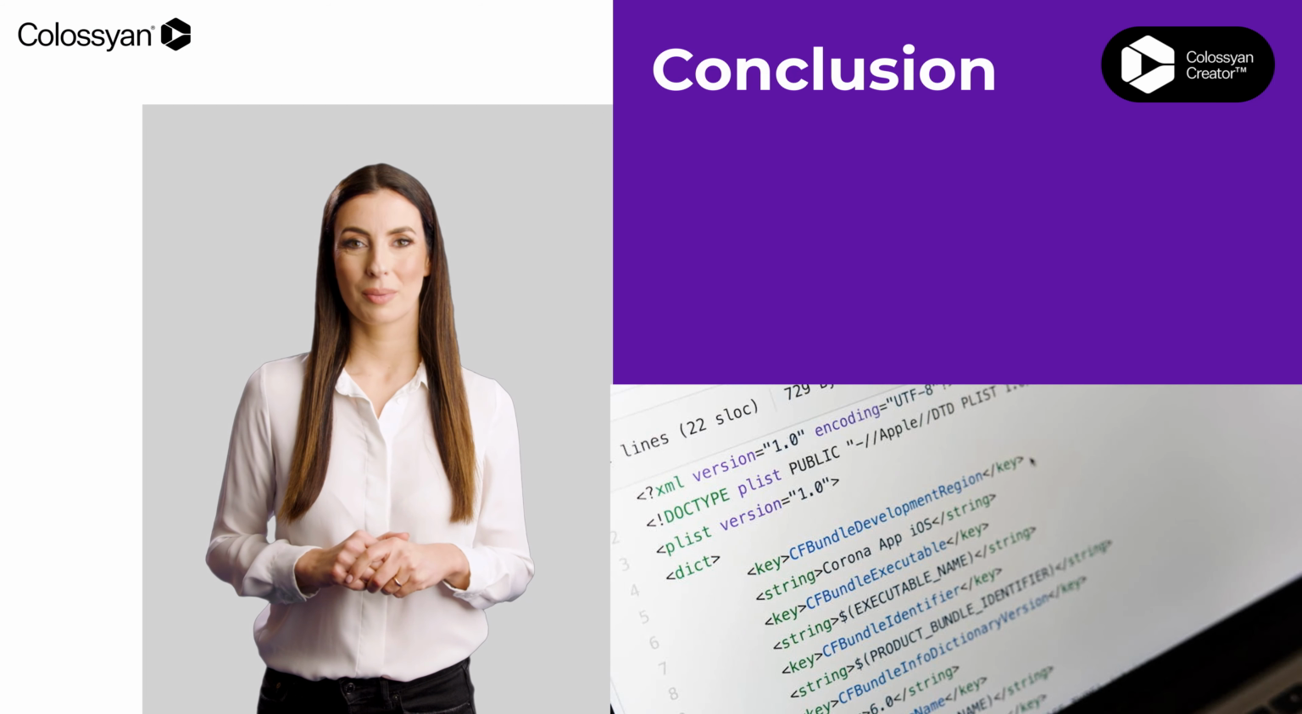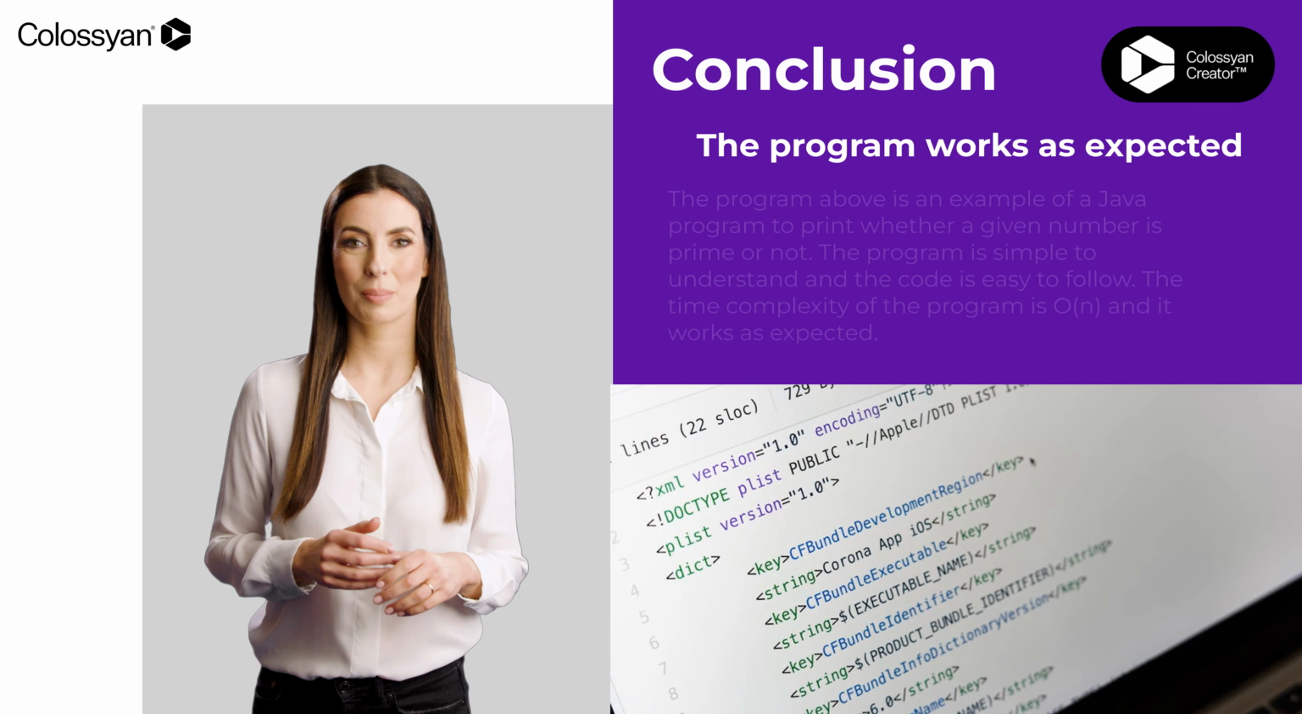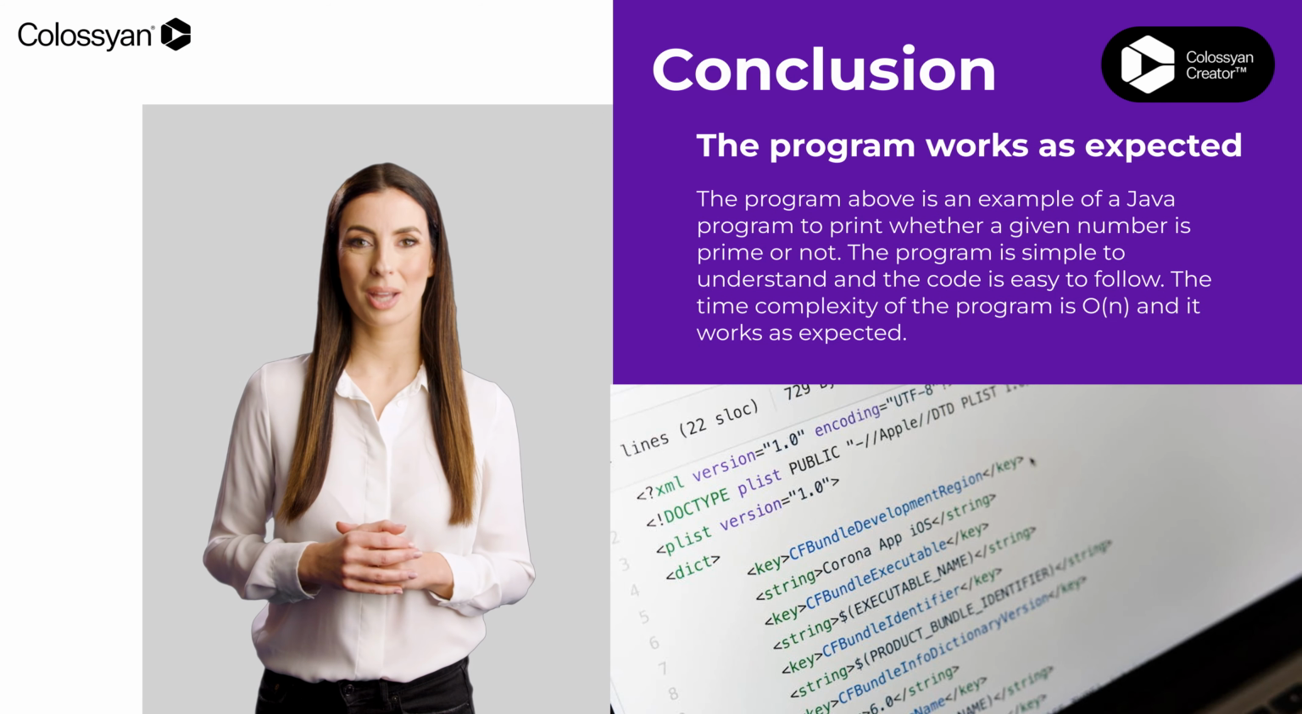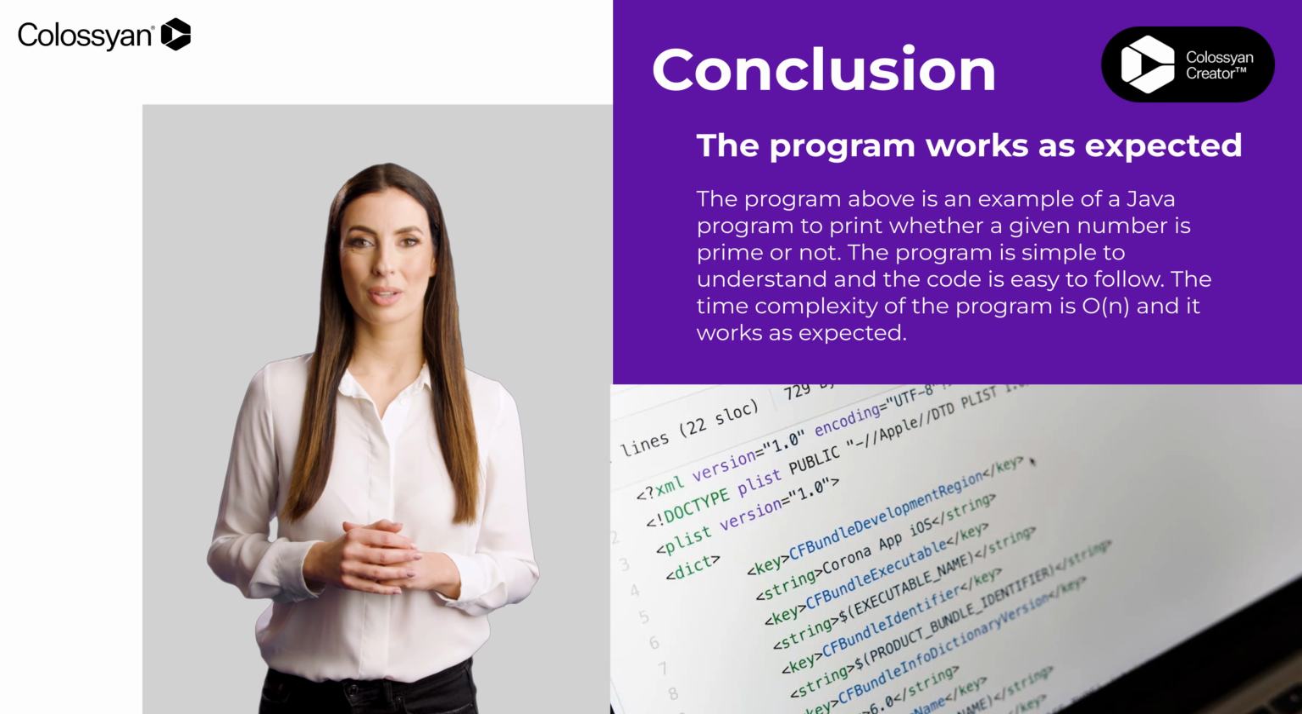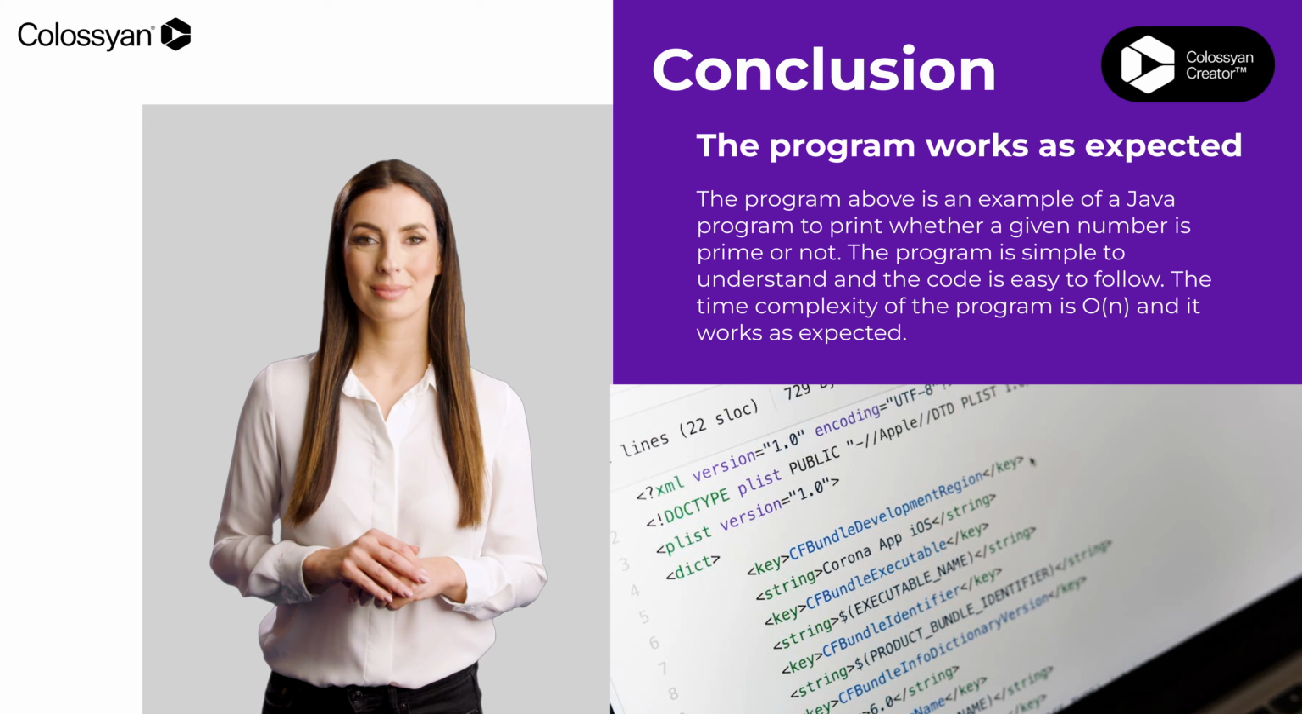The program above is an example of a Java program to print whether a given number is prime or not. The program is simple to understand and the code is easy to follow. The time complexity of the program is O(n), and it works as expected.